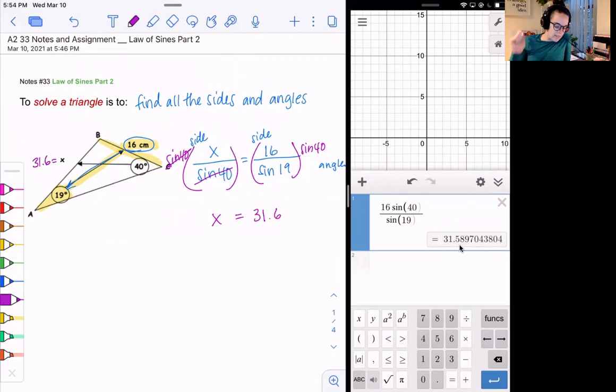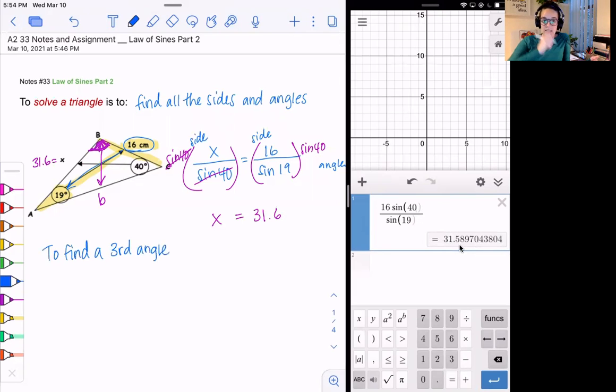Okay. So now we have two sides and we have two angles. But as you know, triangles have three sides and three angles, right? So we also need to figure out this angle right here, angle B, and the side that's across from it, which we would call little b, right? Little b there.